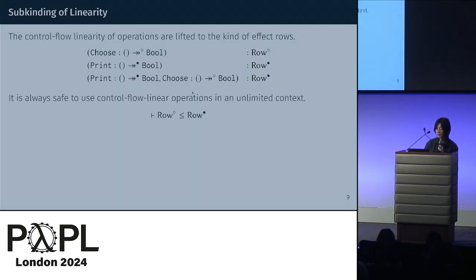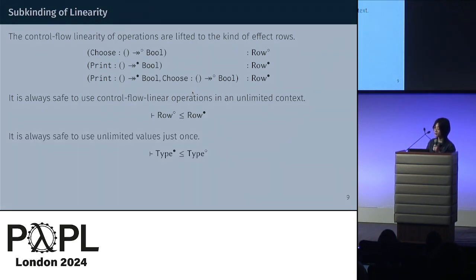One thing worth mentioning is that there is a subkinding relation between the kinds of effect types. It goes from control flow linear to control flow unlimited. And this is intuitive because say that you have some control flow linear operations. They guarantee the control may only enter their continuation just once, so we can use them in any context we want.